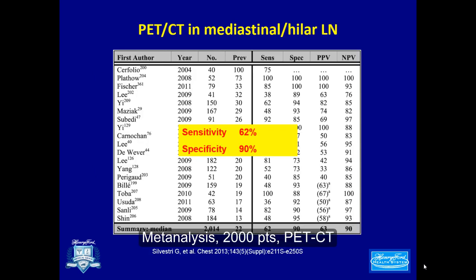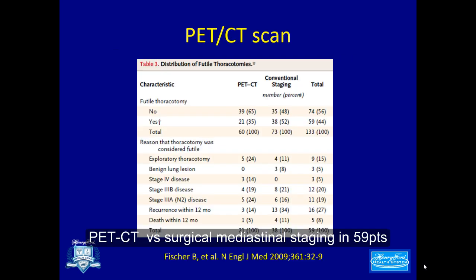Again, different studies and reviews have shown that the sensitivity for mediastinal hilar lymphadenopathy in lung cancer is actually not that great. It's only 62%, and 90% specific. PET scan has shown, though, in this prospective study in 60 patients, compared to conventional staging, which means CT scan at that moment, that it was better in preventing futile thoracotomies compared to just CT scan.